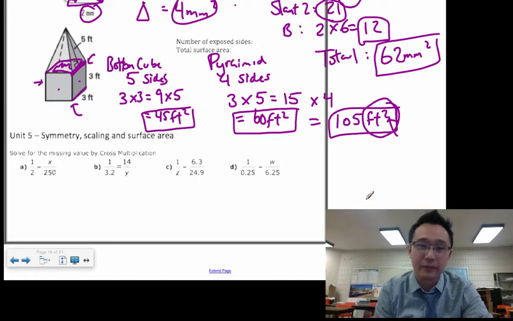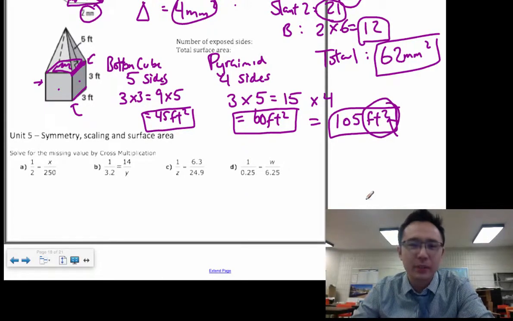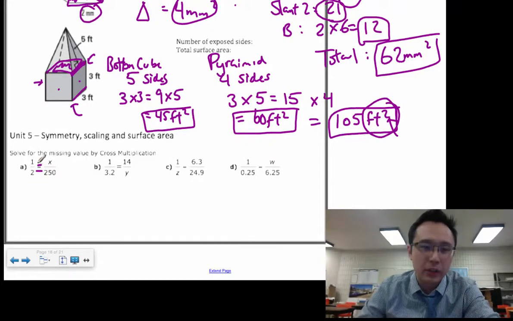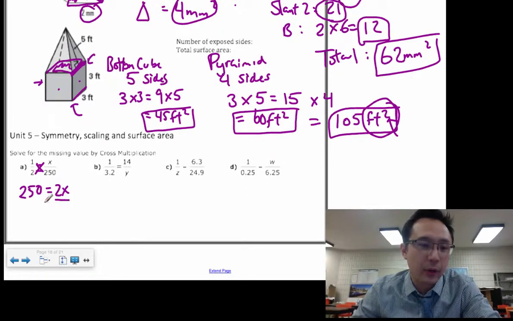So this is going to be the second part, or the last little bit of the video for Unit 5. And this is going to be your, what is this one called again? The ratio method. And for 5a, this one you have 2 fractions separated by an equal sign. So you might have learned how to do this through cross multiplication. So you can cross multiply this. 1 times 250 is 250. This is equal to 2x. And this is really how to figure out your unknown.